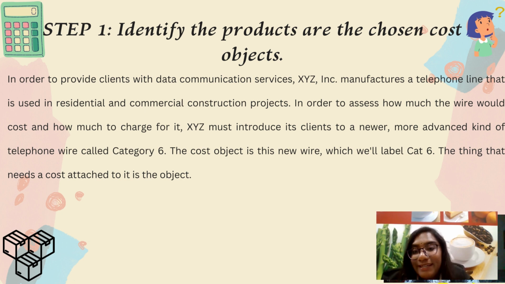and even In employers. our To make it example, clear I would cut, like to bring Fresh for let me Fido explain the calculates the example to predetermined identify the overhead products rate are the with the chosen cost following object. calculation. In order to Predetermined provide overhead clients with rate data equals the communication services, estimated overhead cost XYZ divided by Incorporations cost driver manufactured a amount.